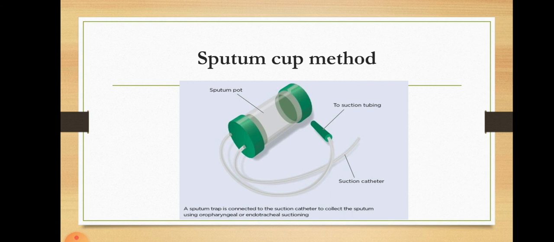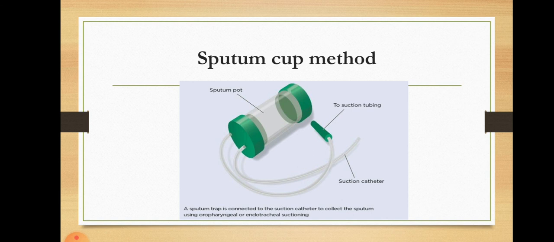Specifically, sputum is the mucus secretion expectorated from the lungs, bronchi and trachea through the mouth, in contrast to saliva, which is secreted in the salivary glands. So sputum is collected in specially designed sputum cups. The sputum cups allow the patient to expectorate a clinical sample directly into the cup.